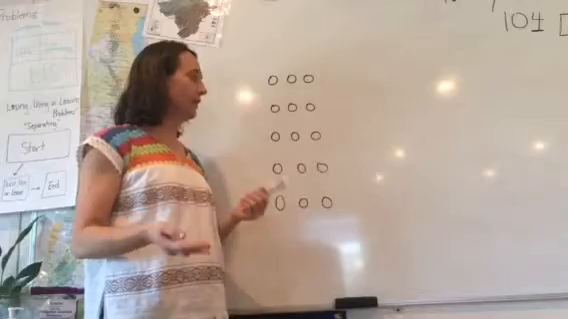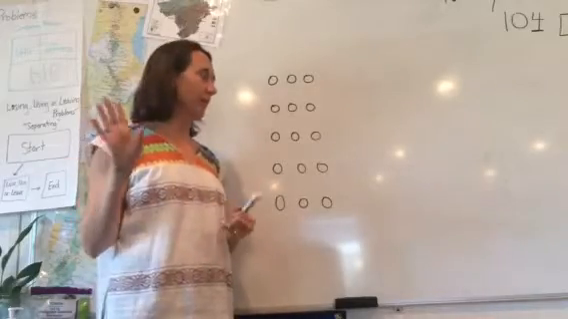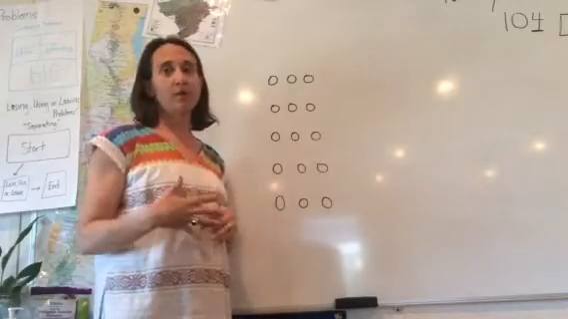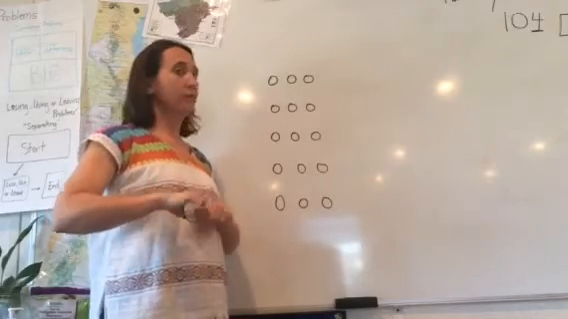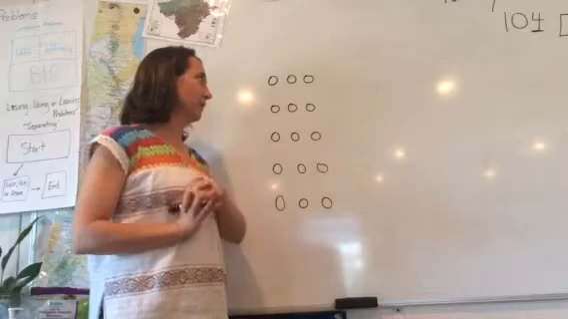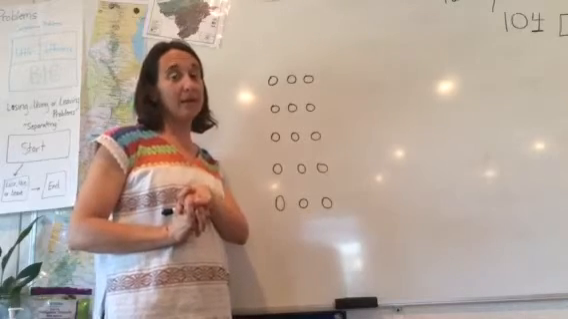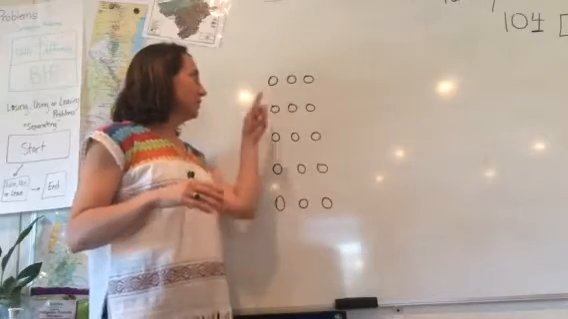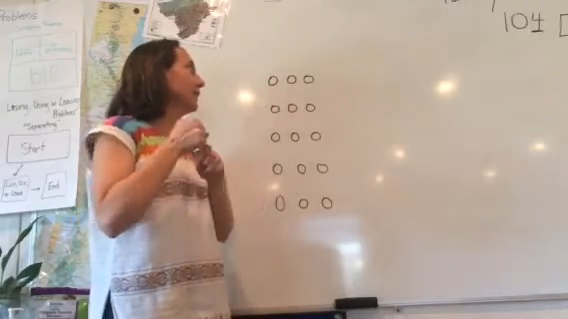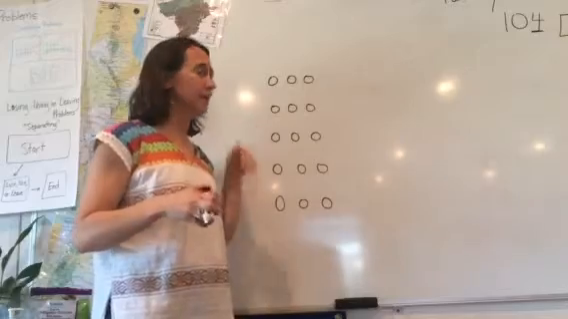And so one thing is I have the kids create the arrays and then also look at arrays that are already created and tell me about them. So for example, this array is already created, and we're gonna try and figure out how we can make an equation with both repeated addition and with multiplication. So in this case, we have 3 circles in each row.